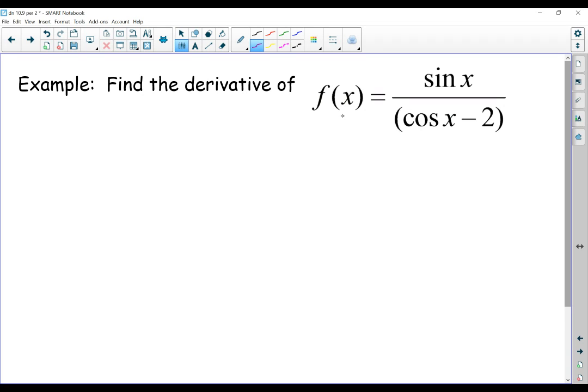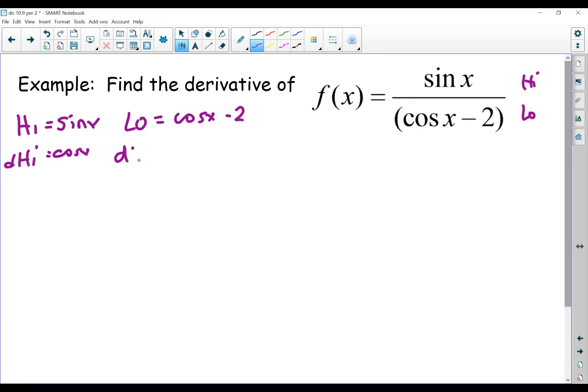All right, so look, we have a function f of x. Notice that it's a fraction with a function on top and a function on bottom. That, my darlings, is a little quotient rule. So if I want to write out my high, it is sine x. The derivative of high would just be cosine x. My low is cosine x minus 2. So my d low, the derivative of cosine x, is negative sine x. The derivative of 2 would just be 0, so it's just negative sine x.